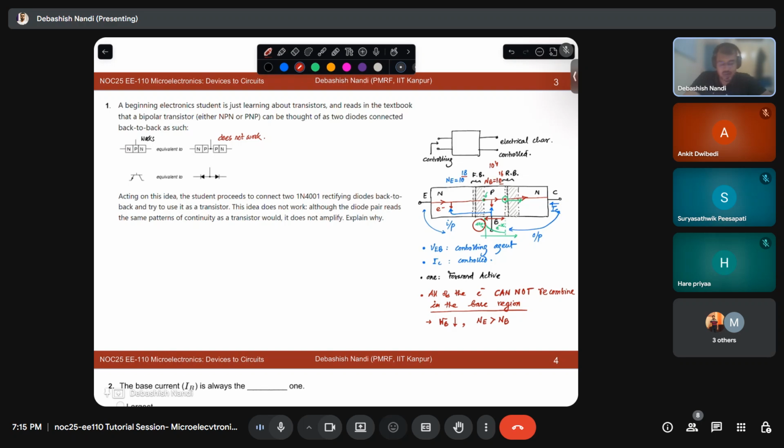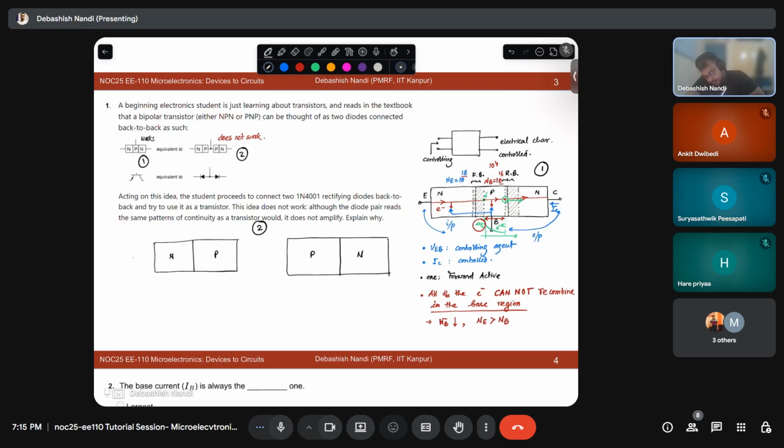Now tell me what is happening in case of two p-n junctions. Now let's say I am connecting two P-N junctions. This is the second case. This is the first case that we have discussed here. Now we are discussing the second case. So this is N, P, P and N.